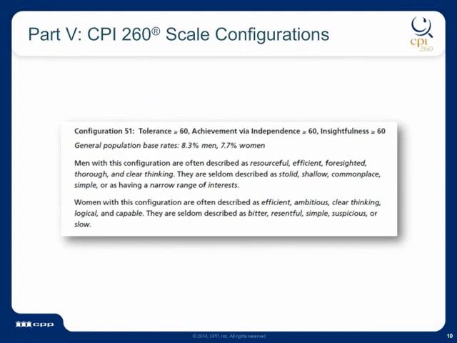Configuration number 51 was also triggered for Michelle, having to do with her elevations on the CPI 260 tolerance, achievement via independence, and insightfulness scales. This combination of scores suggests descriptors for Michelle such as efficient, clear thinking, logical, and capable. Others will not experience her to be bitter or resentful. All in all, there were 7 different configurations triggered for Michelle. This number of configurations will vary from each client, of course, depending upon individual CPI 260 scale results.